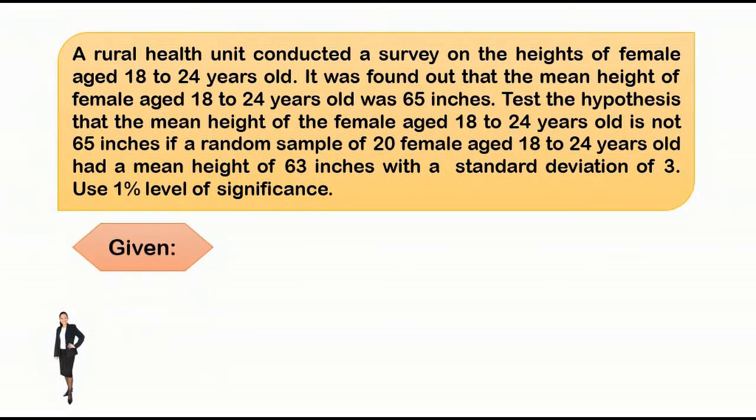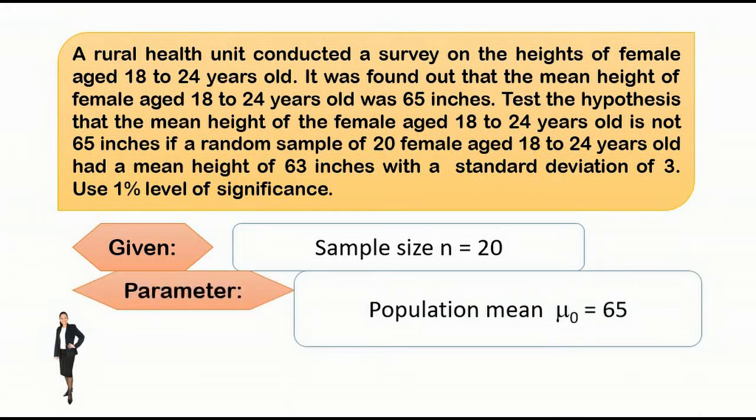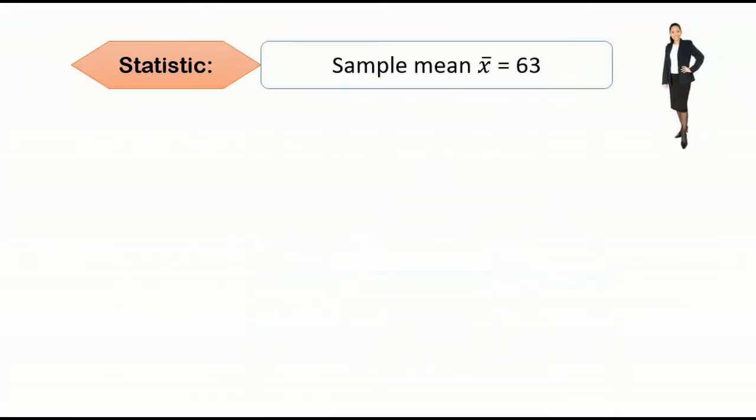Given: sample size n is equal to 20. Parameter: population mean mu is equal to 65. Statistic: sample mean x bar is equal to 63.